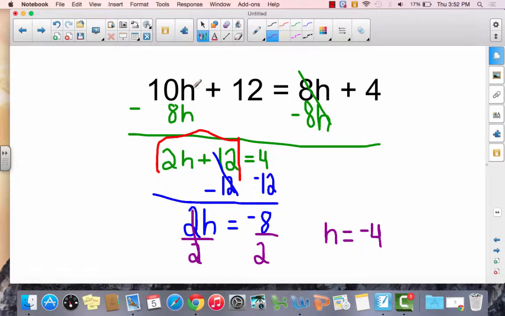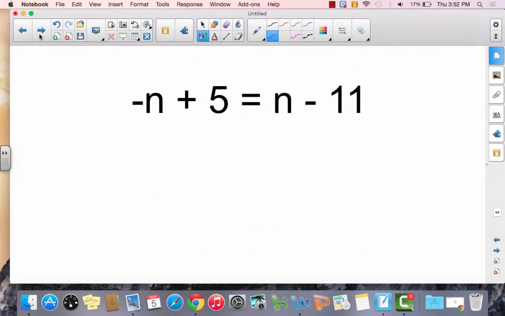So 10 times negative 4 is negative 40, plus 12 would give me a negative 28. And then if I go on the other side, 8 times negative 4 is negative 32, plus 4 is negative 28. And since negative 28 is equal to negative 28, I know that I got the work correct. Let's look at another example.